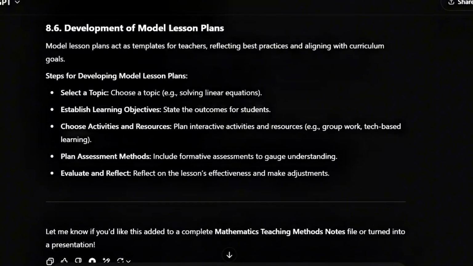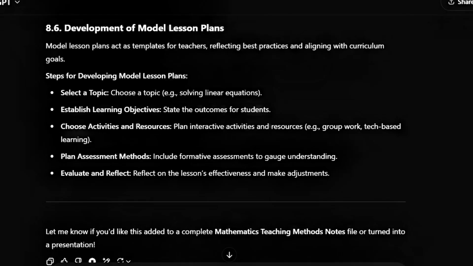8.6. Development of model lesson plans. Model lesson plans act as templates for teachers reflecting best practices and aligning with curriculum goals. Steps for developing model lesson plans. Select a topic. Choose a topic, e.g., solving linear equations. Establish learning objectives. State the outcomes for students.